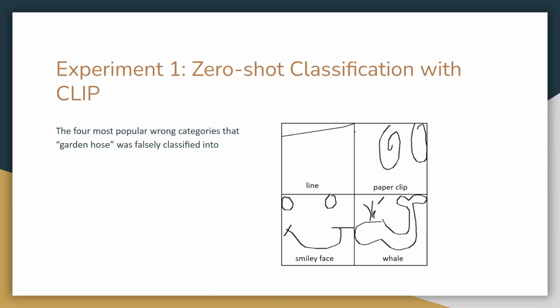My guess for the smiley face is that it has this long, iconic arc for the mouth. And also many users sketched the garden hose as spewing out water. And I guess that explains this association with the whale, which is also spewing water.